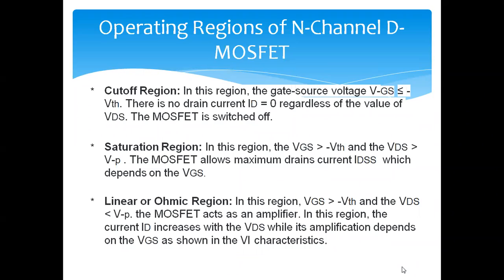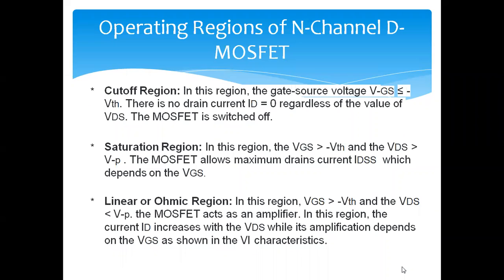Now the saturation region, or you can say linear region or ohmic region, right? In case of MOSFET, linear region and ohmic region are one and the same. So don't get confused between the linear region and ohmic region. For a linear region, what is the condition? VGS, gate to source voltage, is greater than minus VTH, and VDS is less than V minus P. That means the drain to source voltage is less than V minus P.